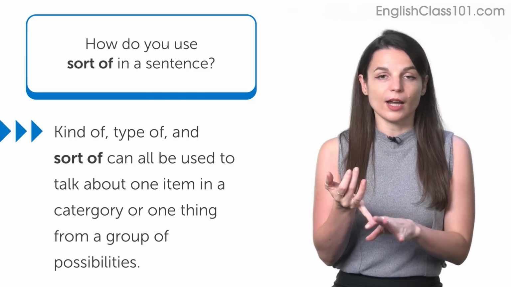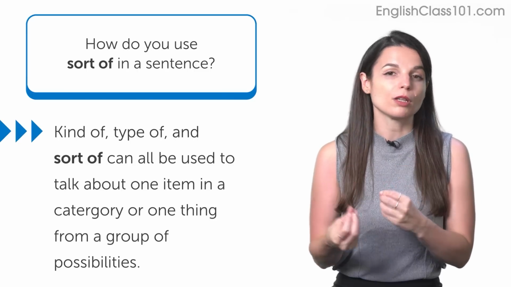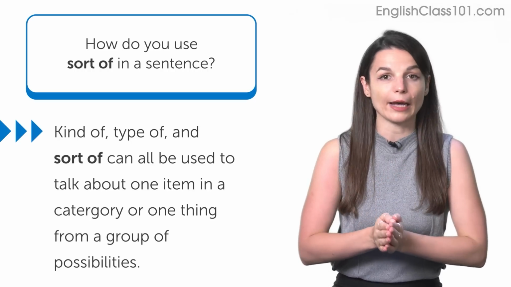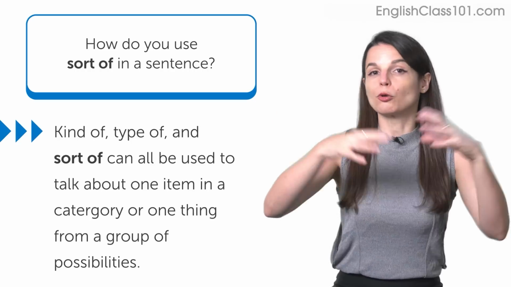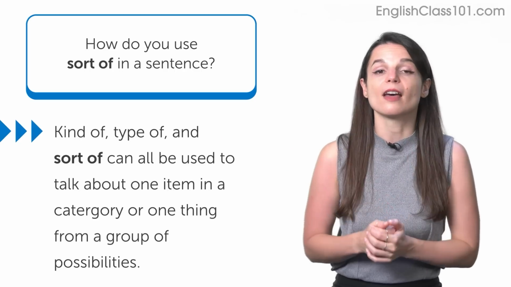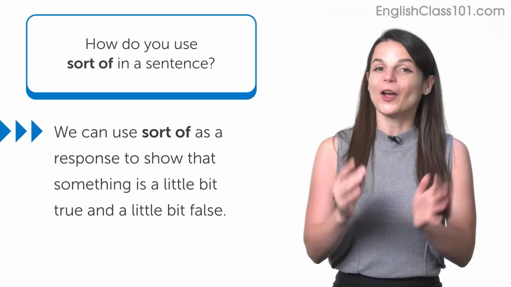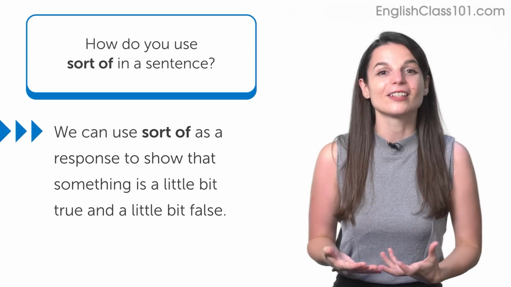So all of these, "kind of," "type of," and "sort of," can be used to talk about one item in a category or one thing from a group of possible things. So this is another use of "sort of." So I hope this helps you understand the different uses of "sort of."